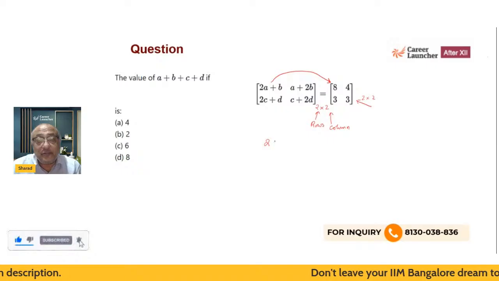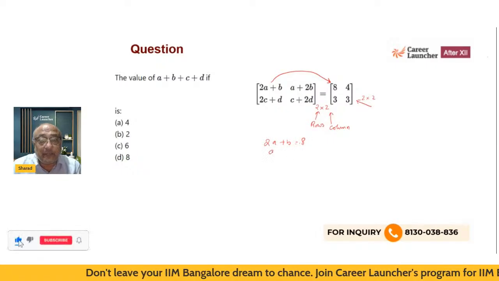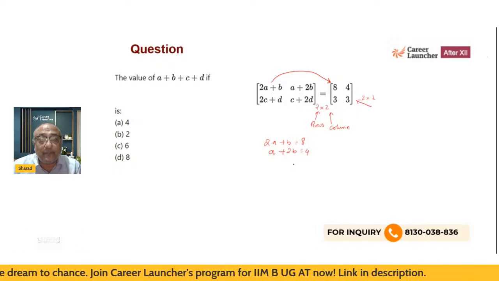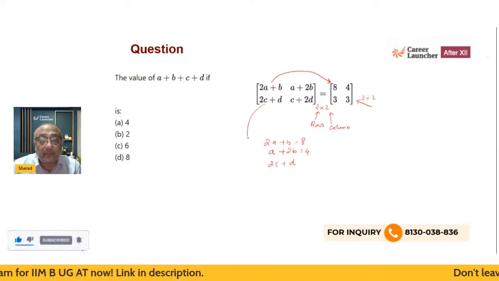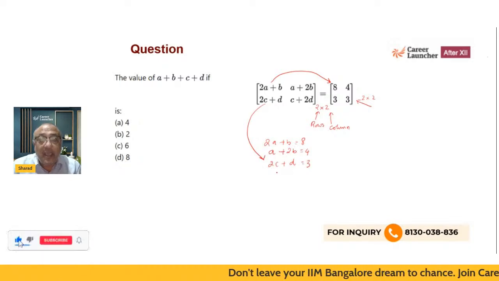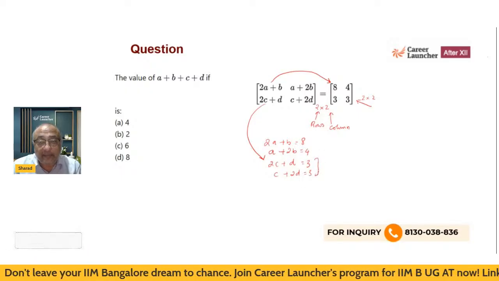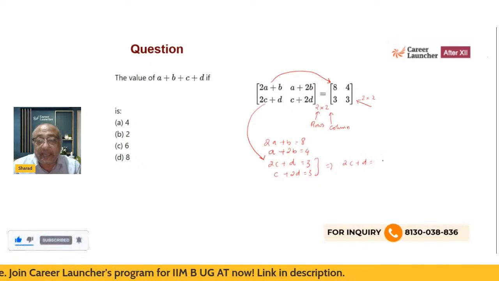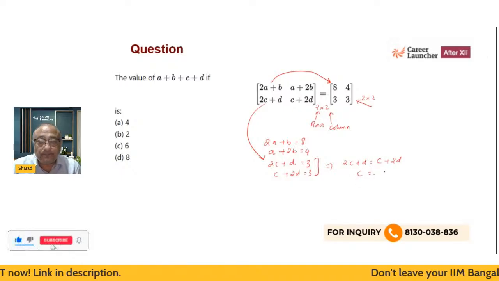So what do we have? We have over here 2a plus b is equal to 8. It is very simple. Similarly, first row, second column element, a plus 2b is equal to 4. And 2c plus d, just look at this, second row, first column, is equal to 3. And c plus 2d is equal to 3. Now it is simple to solve. Both are equal to 3, so 2c plus d equals c plus 2d. It is so simple. So c is equal to d.